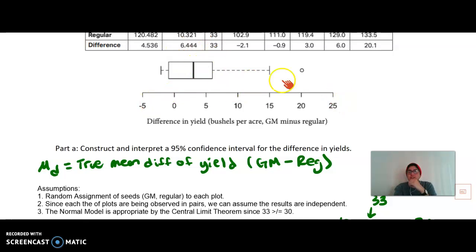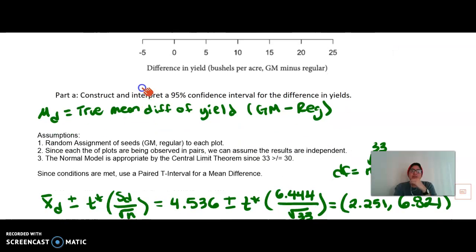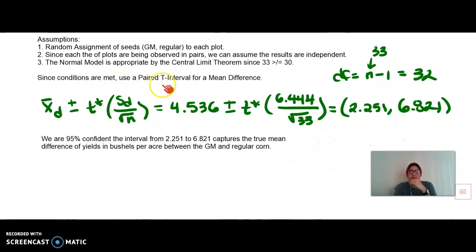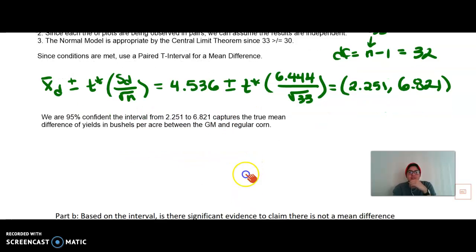This is just one sample, but if I took the sampling distribution of all possible samples of size 33, I would have an approximately normal distribution. Since our conditions are met, we'll use a paired t-interval for a mean difference. Here are my calculations with the following result, and I'm 95% confident the interval from 2.251 to 6.821 bushels per acre captures the true mean difference of yields between the genetically modified and regular corn. And I got my wording a little mixed up here, sorry.